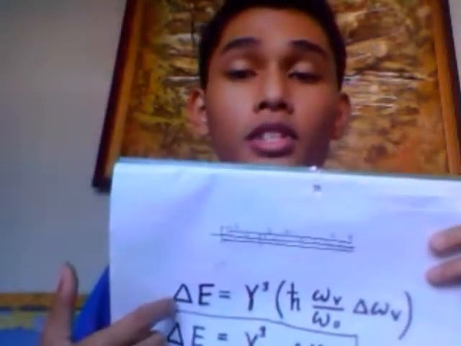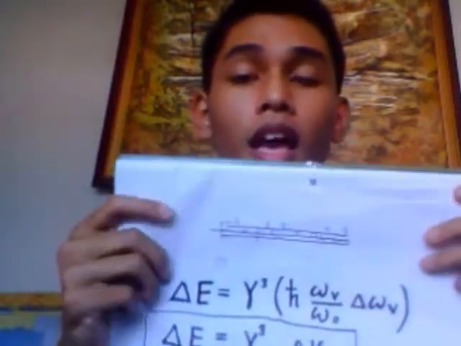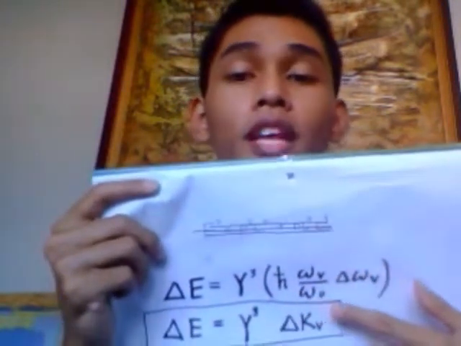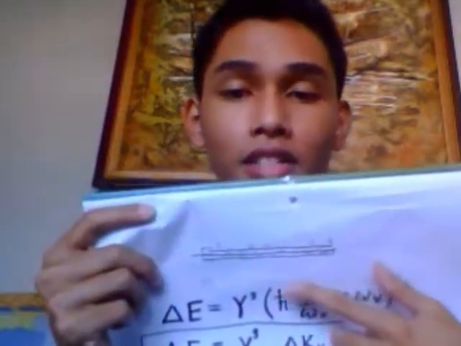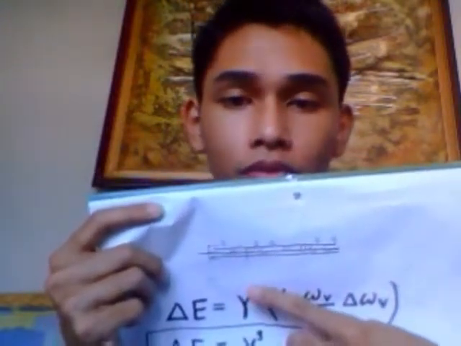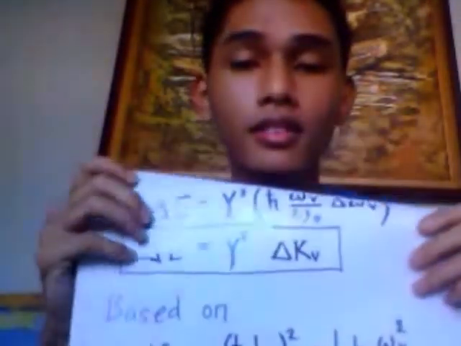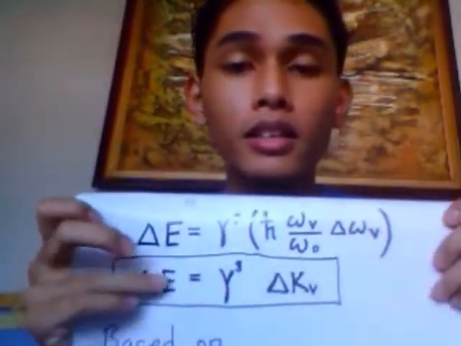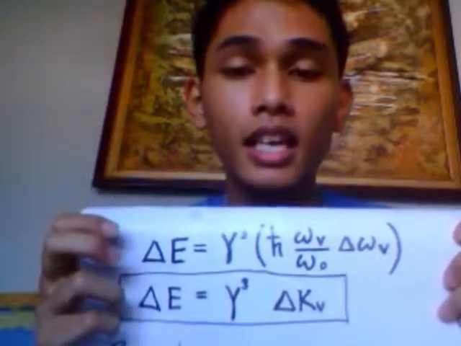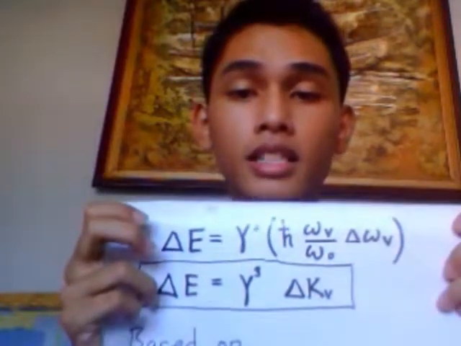The left side is the total relativistic energy uncertainty, and the right side is as if the uncertainty of non-relativistic kinetic energy, which doesn't have the Lorentz factor. And we can rewrite the above formula to below. Delta E is equal to gamma to the order 3 times delta K phi.